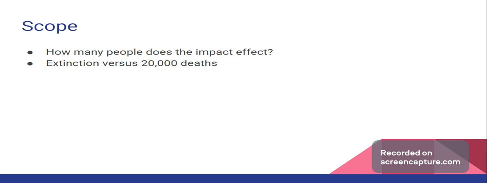The next one is scope, which is one of my personal favorites, probably besides magnitude and probability. It's the actual number of people that it affects. And obviously, this is just a really easy one to grasp, because if we're seeing more people harmed, then that's obviously bad. We give the example here of extinction versus 20,000 deaths. And yes, 20,000 deaths is awful, but extinction is affecting way more people, obviously, because it's literally everyone on the planet.